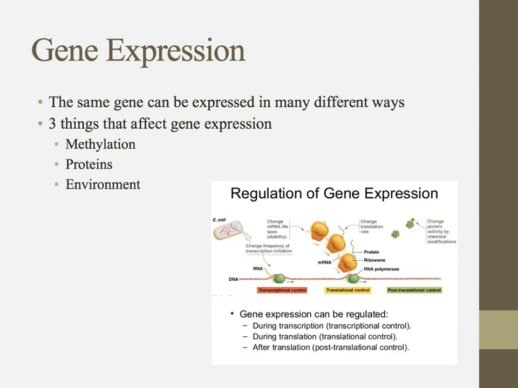So how do they prevent that from happening? Well, there's a couple of different ways. The 3 types of gene expression regulation that we're going to talk about are methylation, proteins, and the environment.